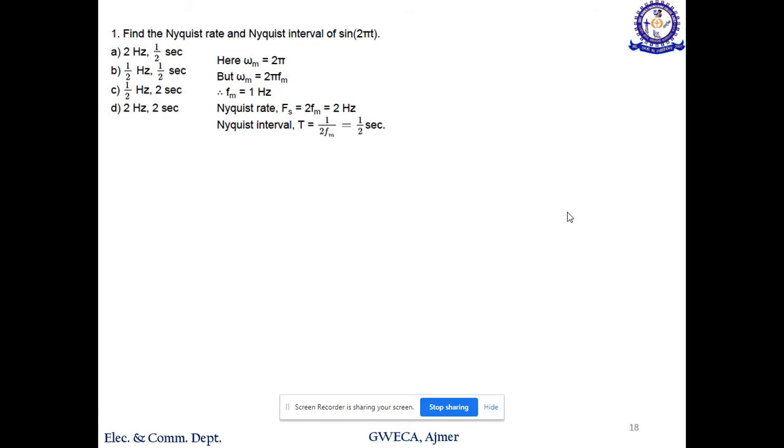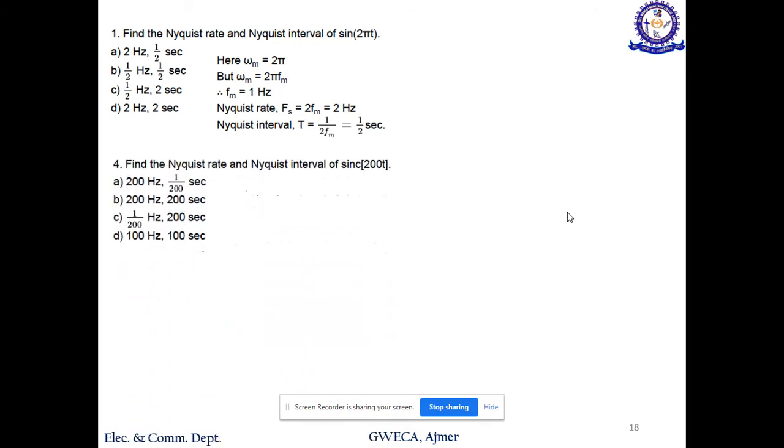So the Nyquist rate is fs equal to twice fm. Twice fm is 2, and the Nyquist interval is 1 by 2 second. Very simple numerical. Now we will increase the level.